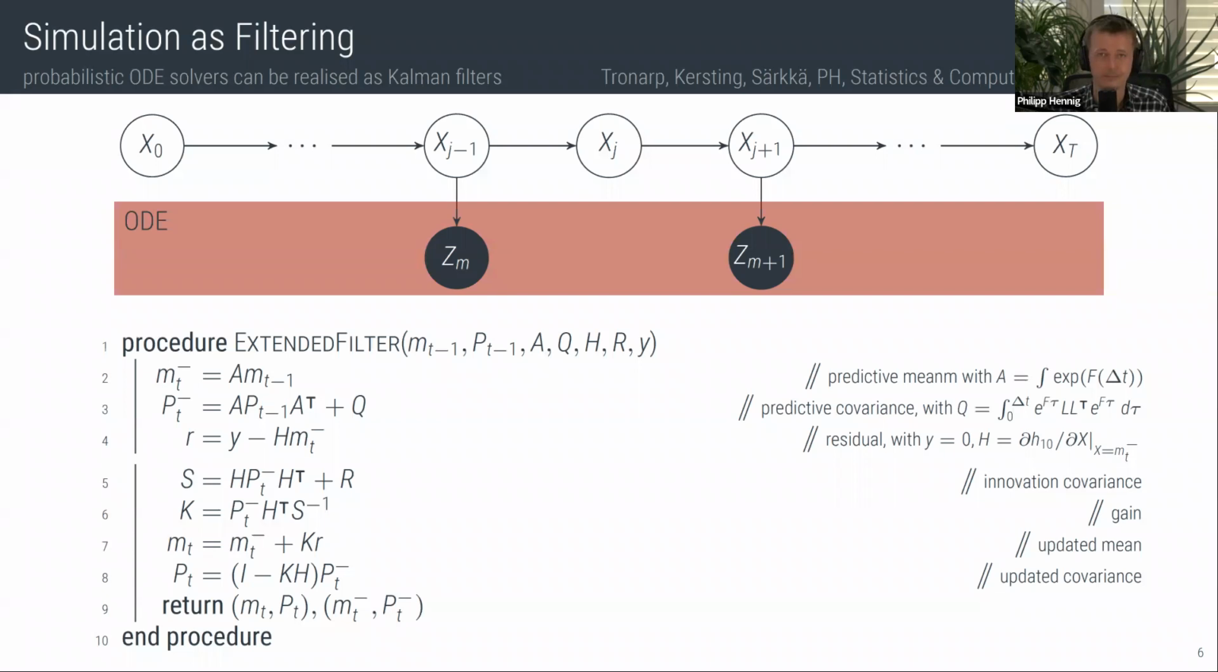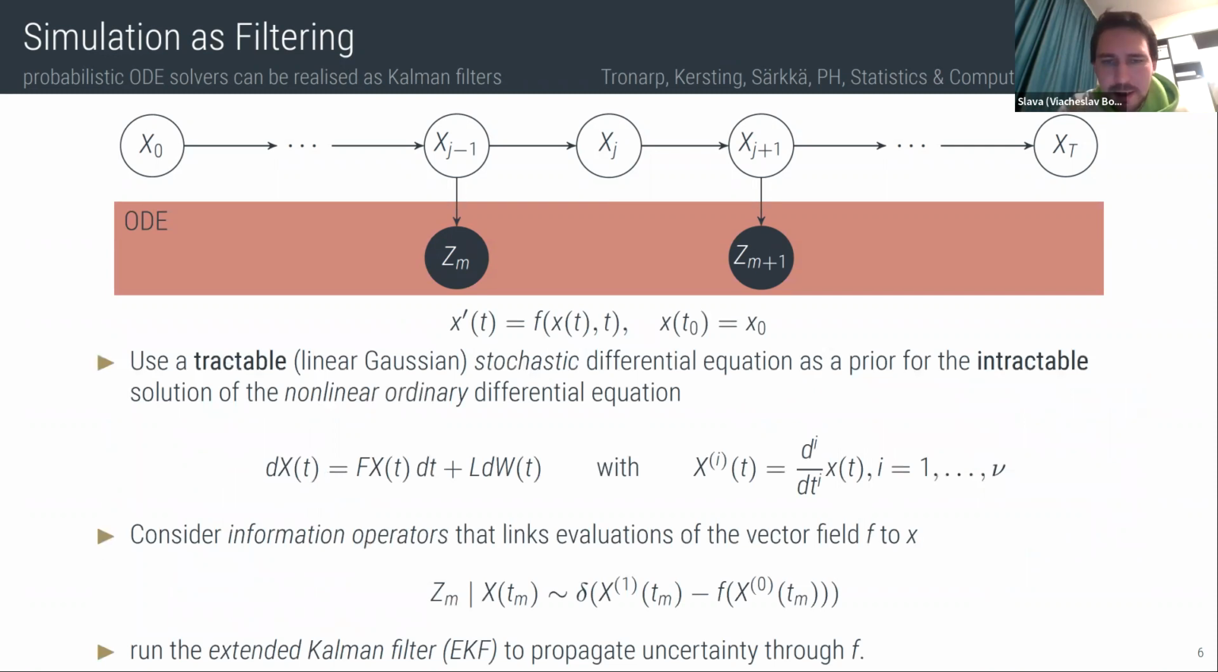Yes? Can I ask one more question about the previous slide? So can you go back, please? Yeah, so here we want to condition on something nonlinear, and if we do that, then we would lose Gaussianity. But we somehow change the nonlinear conditioning by a linear approximation.